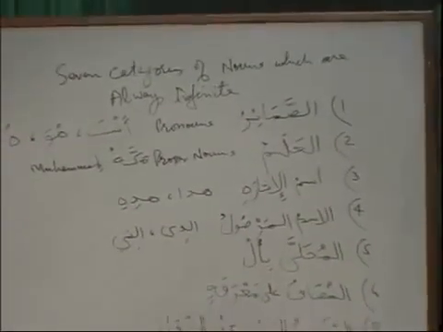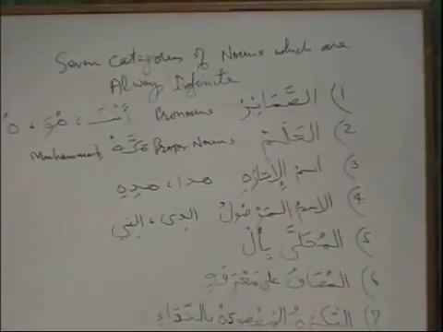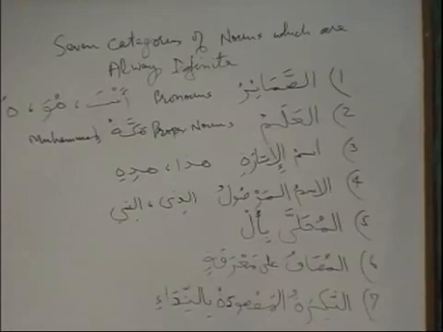And then, alamu. What is alamu? Proper nouns. In English we say proper nouns. They are always definite. All the names of people, places, they are all definite. All demonstrative pronouns: Hadha, hazihi, dhalika, tilka, haulai, ulaika. These are all definite. And then alismul mausula: Allazi, allati, alladhina. These are all definite.